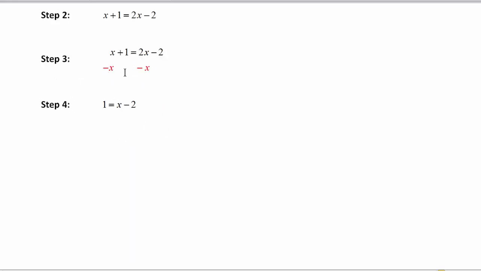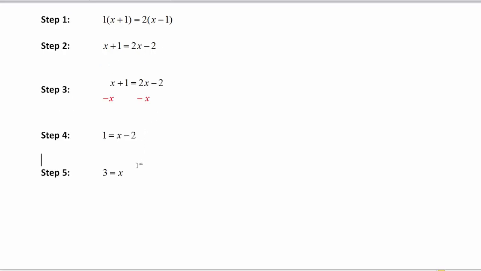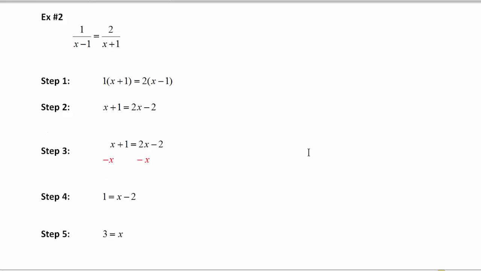So you can see I'm going to be left with 1 equals x minus 2. And now if I add 2 to both sides, I can solve for x. So it looks like I'm left with x equals 3. So the solution to this equation, or the value of x that makes the left side of the equal sign equal to the right side, would be x equals 3. And again, you could always check your work by graphing y1 is 1 over x minus 1, and y2 is 2 over x plus 1, and getting the intersection. You graph the left side of the equal sign as y1, the right side as y2, and the intersection would be your answer.